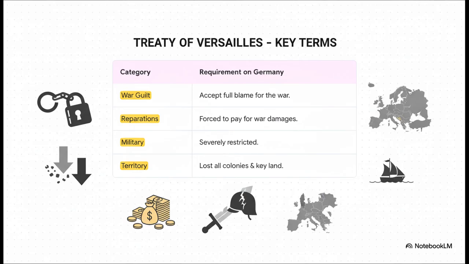Now, for your exam, you absolutely have to know these 4 key areas. First up, the War Guilt Clause. Germany had to accept 100% of the blame. Second, crippling reparations. That's the $6.6 billion. Third, their military was just gutted. And finally, they lost all their colonies and huge chunks of valuable land in Europe. This was not a discussion, it was a punishment.